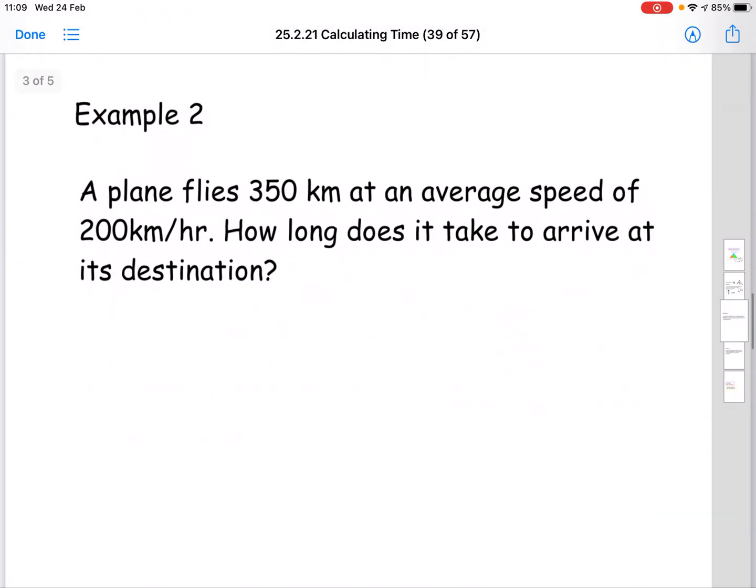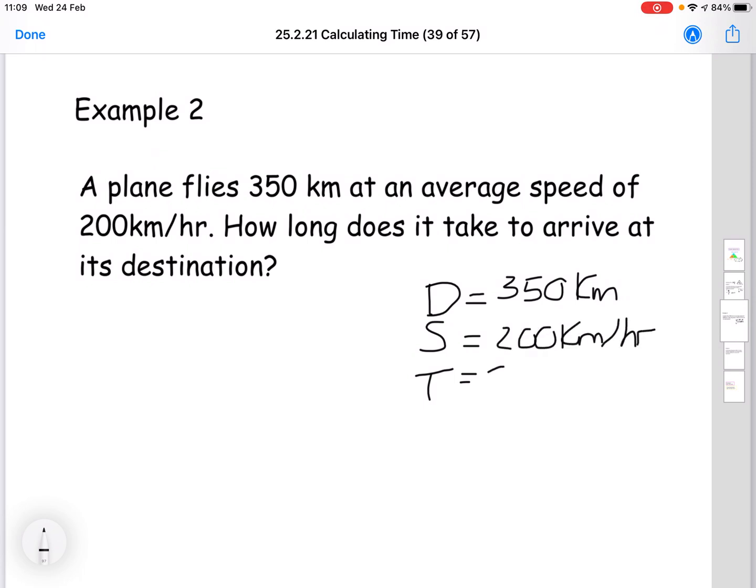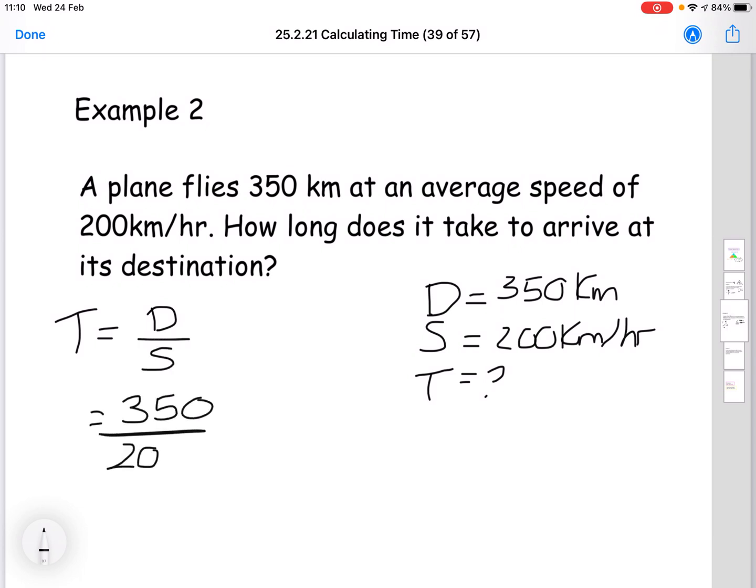Okay, example 2, this one is a yellow style question. So if we start with writing out our variables. The question says, a plane flies 350 kilometres at an average speed of 200 kilometres per hour. How long does it take to arrive at its destination? So here our distance would be 350 kilometres and our speed is 200 kilometres per hour. So the time is what we're being left with to find out, because the question says how long does it take. So your formula would be distance divided by speed. So 350 divided by 200.